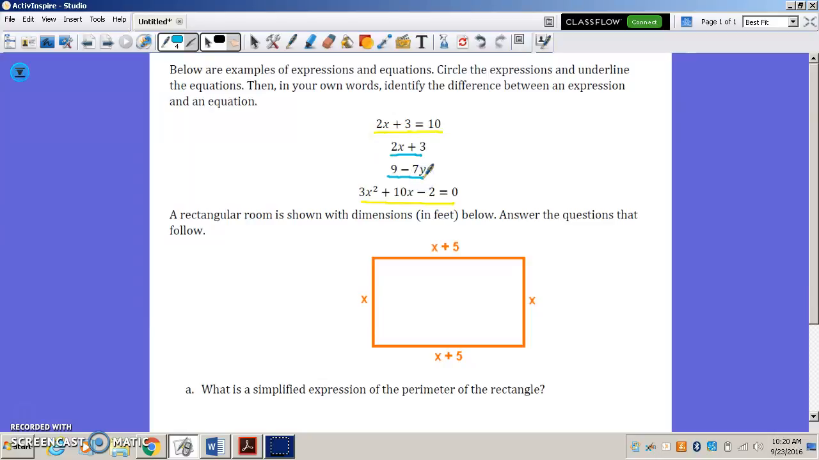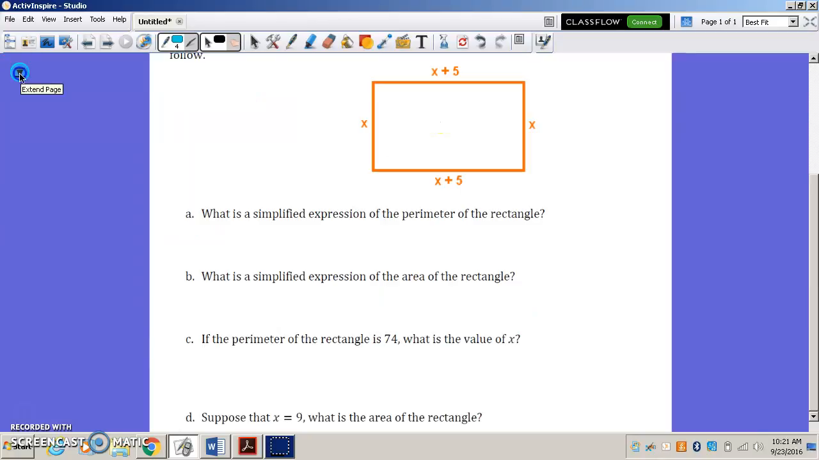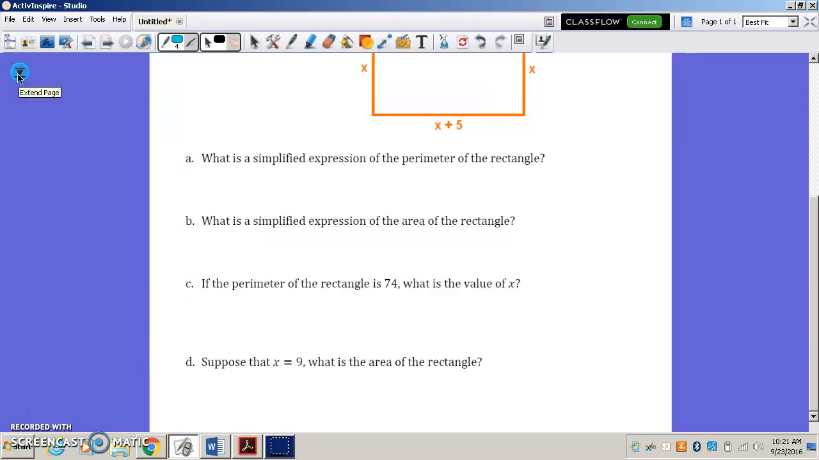There we have it. Going on to the next problem, we have this rectangle. A rectangular room has these dimensions: x and x plus 5. Question A says, what is a simplified expression for the perimeter of the rectangle? A lot of times we get perimeter and area confused. Perimeter means the distance around. So if we imagine this rectangle as a big playground with a fence, what is the length of the fence around this playground? Well, we have one side, which is x, plus another side, which is x plus 5, plus another side, which is x, plus another side, which is x plus 5.